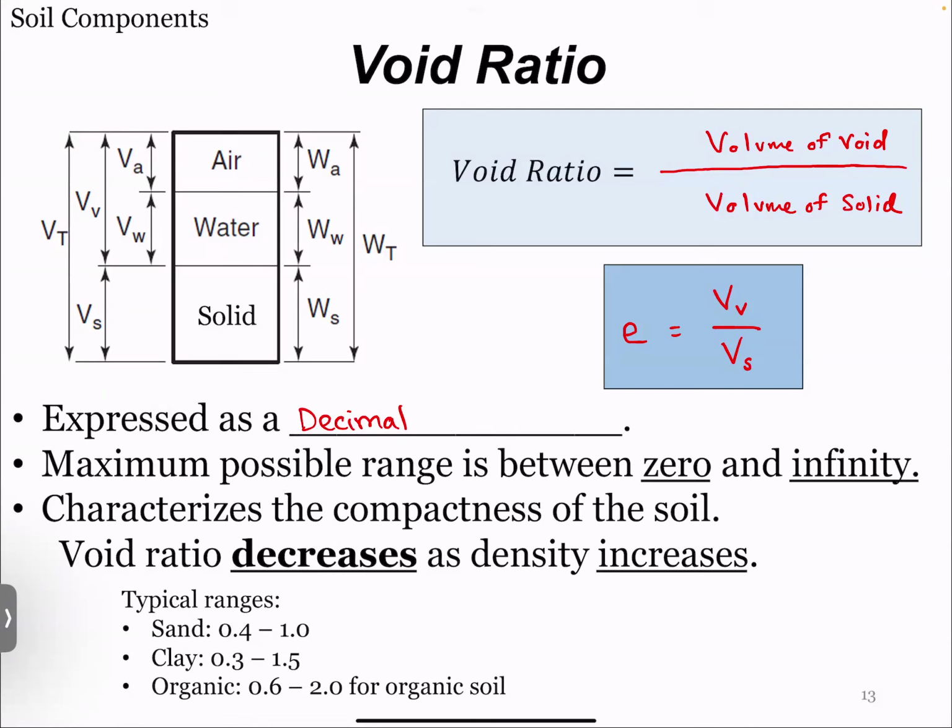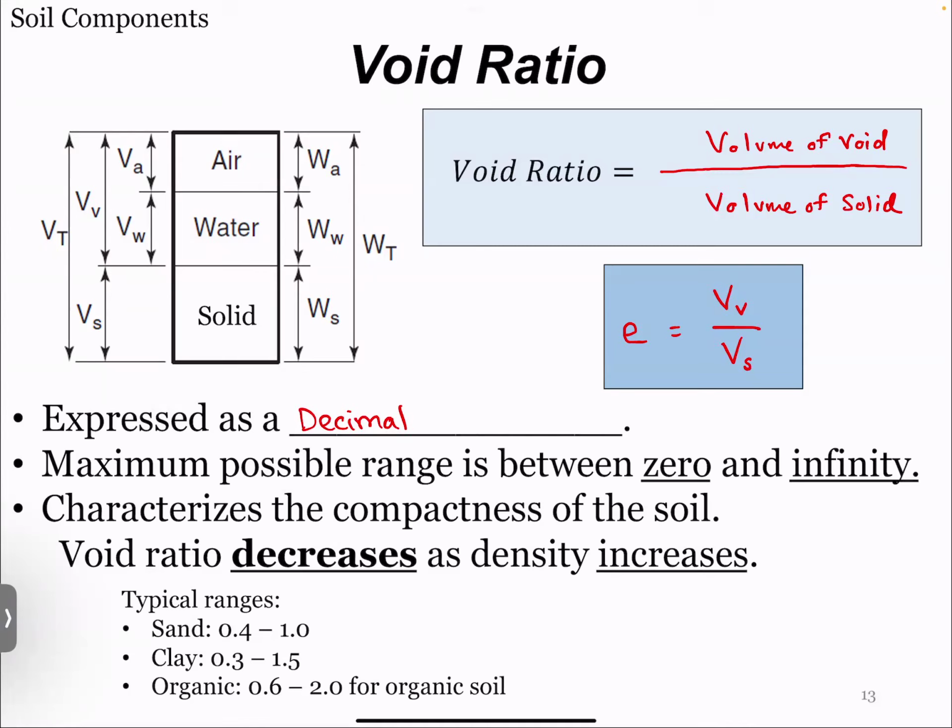So if it's a really large number, that means we have a much higher volume of voids than we have volume of solid. And we already said the volume of void, yes, there's water in it, but there's also air, and air has no mass at all. So the solid portion is always going to have more mass than the void portion. The tricky thing is, since it's these two separate values, volume of void and volume of solid, the ranges aren't really intuitive.